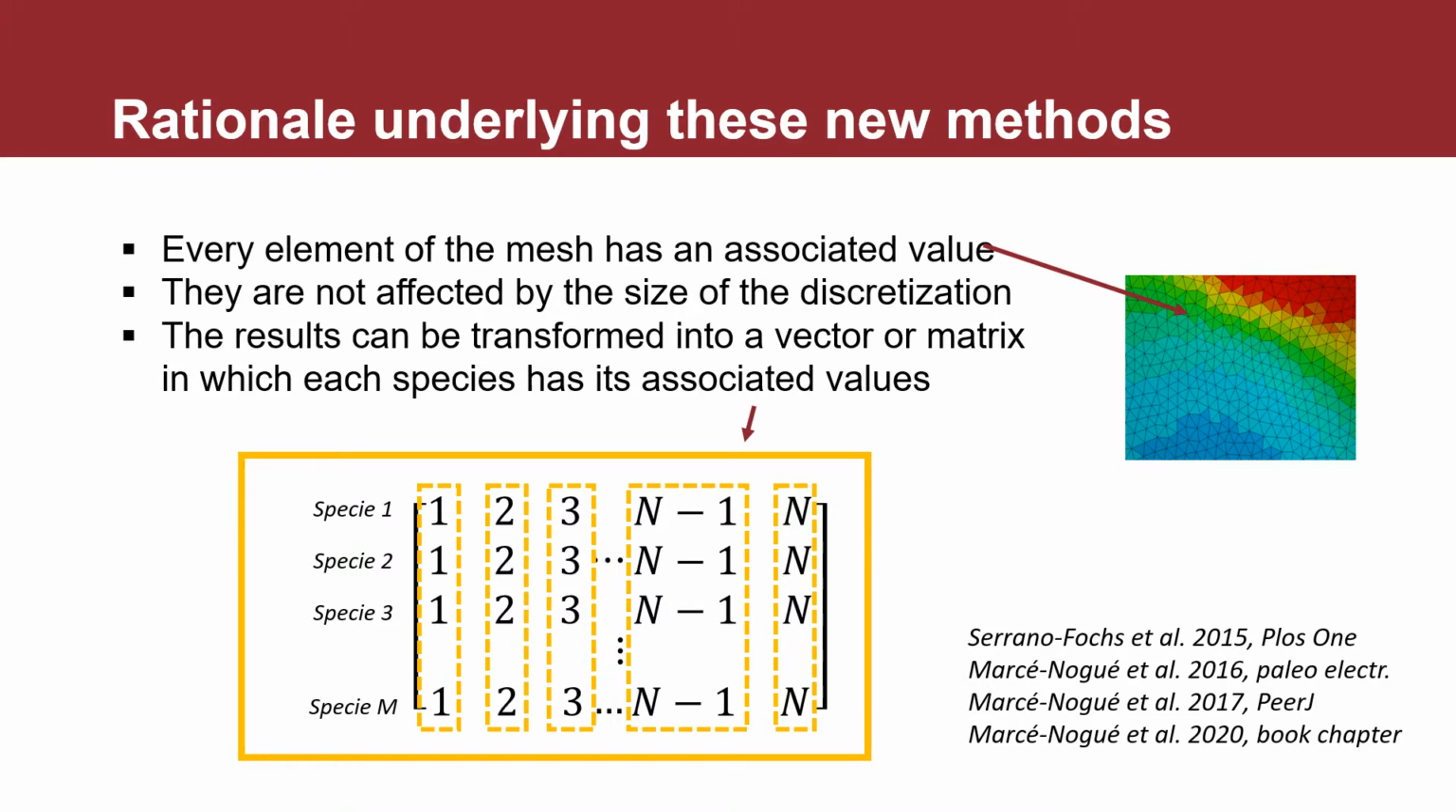These 3 new methods share the same rationale. Every element of the mesh has an associated value, so we can create hundreds of thousands of values of information. They are not affected by the size of the discretization, so it means that the result is not affected by the mesh. And finally, the results can be transformed into a vector or a matrix in which each species has its associated values. I am providing the papers here where these methods are explained if you want further reading on this information.